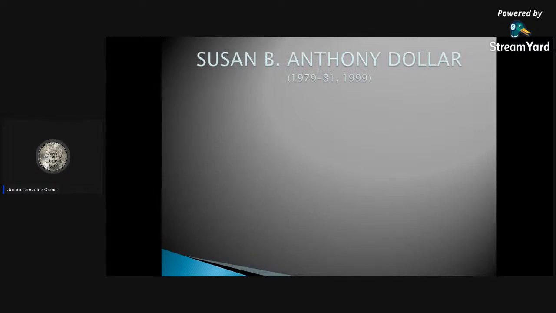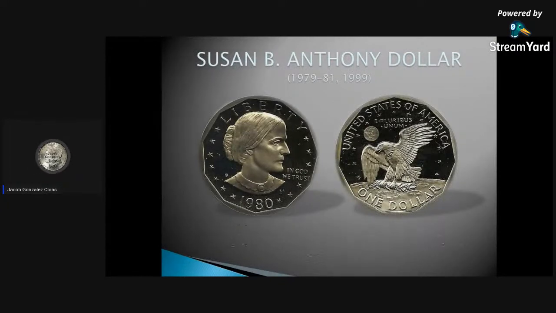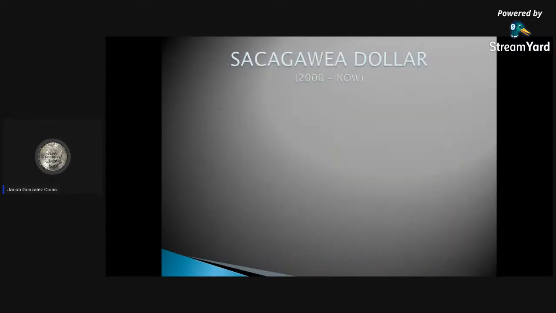The Susan B. Anthony dollar, minted from 1979 to 81 and 1999. Isn't that just weird? So here we have the Susan B. Anthony dollar, and this coin was created to honor the pioneer of women's rights, Susan B. Anthony. It did not last because the size was too close to a quarter and people would just mix them up. The reverse of the Eisenhower dollar was used, and it was the first of smaller dollar coins to come. A complete set has 18 P, D, and S coins. So this is also another one that you guys can start a collection on.